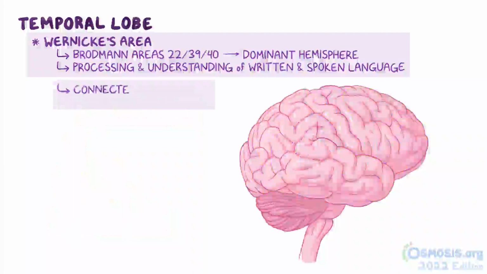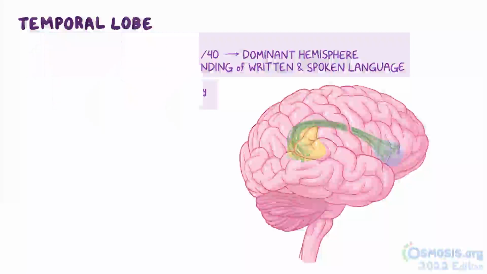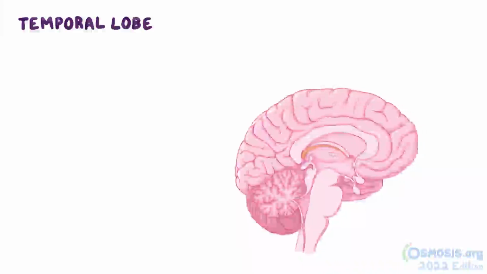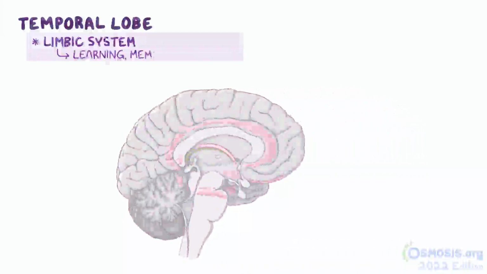It's also connected to Broca's area by a bundle of axons called the arcuate fasciculus, which allows us to tie together speech comprehension from Wernicke's area and speech production from Broca's area. A second important function of the temporal lobe, and specifically the medial aspect of the temporal lobe, is that it houses limbic system structures related to learning, memory, and emotion, which we'll get to later.